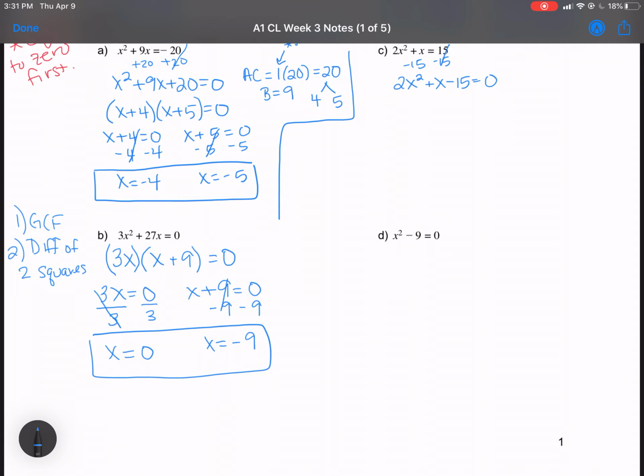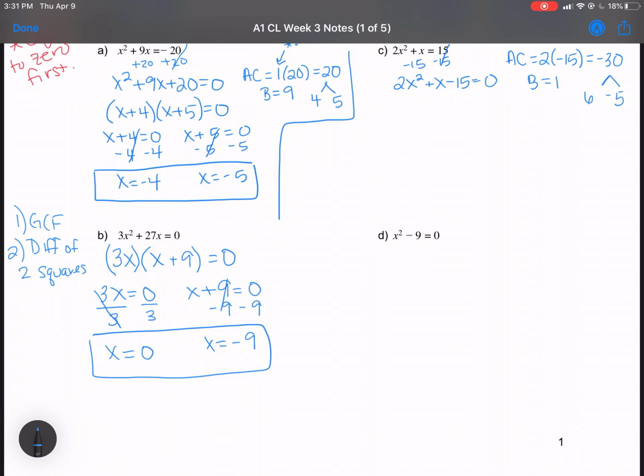Okay, and now we're going to do our a times c. So a here is 2, times c is negative 15. If you multiply those together, we get negative 30. And we're looking for the factors of negative 30 that add to be positive 1. And those two numbers would be 6 and negative 5.